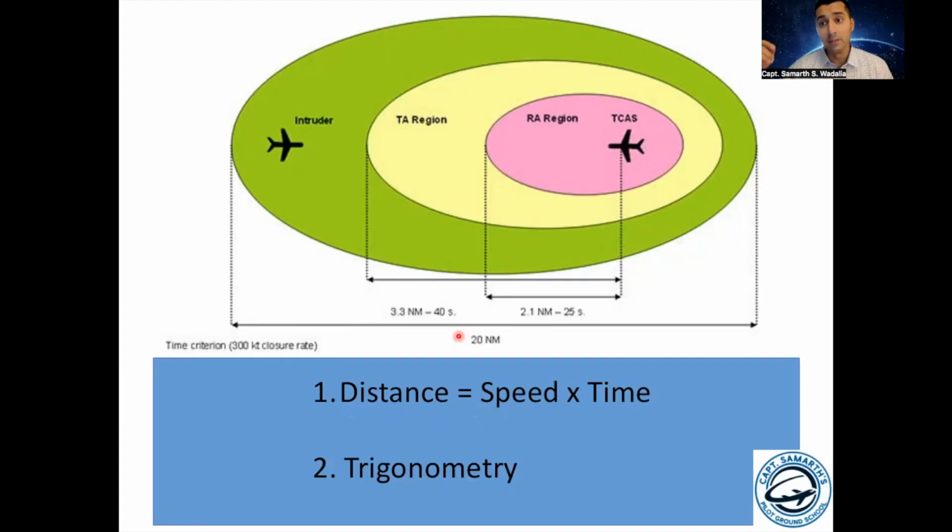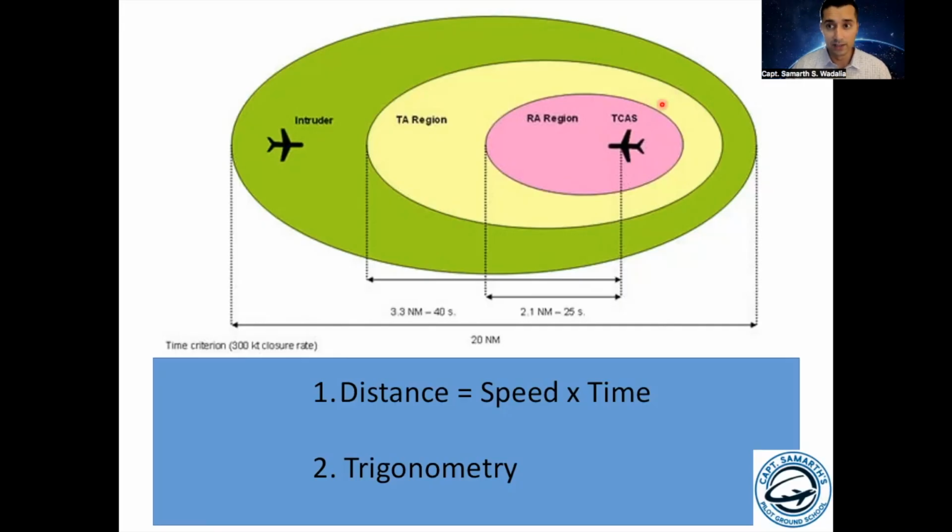TCAS is very quick in being able to figure out what your closure rate with another aircraft, or in this case, an intruder, is. You will notice the labeling of this imaginary green bubble states time criteria 300 knot closure rate. What this means is the speed of your intruder aircraft, let's assume, is 150 nautical miles per hour, and the speed of your aircraft, let's assume, is 150 nautical miles per hour. So both of your aircraft are flying towards each other at speeds of 150 nautical miles per hour, which makes your relative speed 300 nautical miles per hour. That's your closure rate, right?